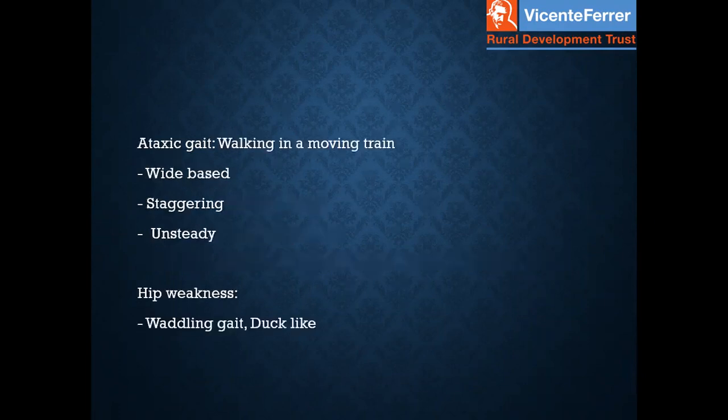Yes. So ataxic gait, as we have discussed, looks like a drunkard's gait, or the gait when we see someone moving in a moving train. It's always wide based, and it will be associated with other cerebellar signs. And in hip weakness, there will be a waddling gait. It looks like a duck walk.